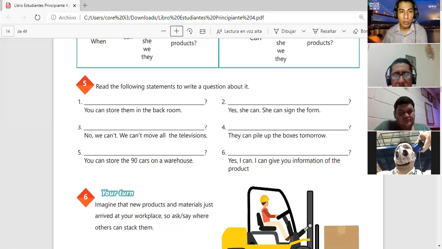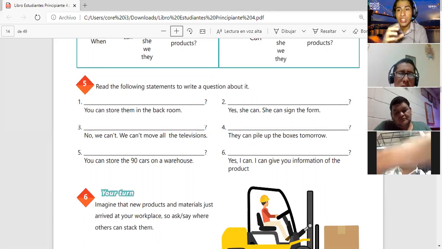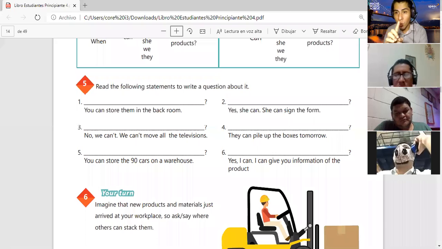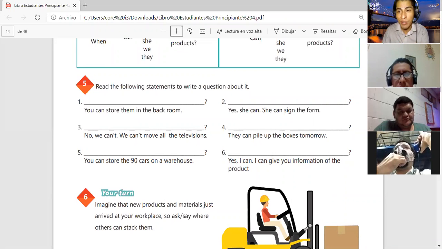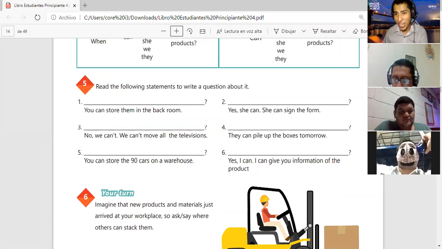Now, number two. Number two, the answer is closed. The answer is no. So that means that the question needs to be closed. No open with WH questions. Here you cannot say what, where, who, and the rest. Why not? Because you have no in the answer. So the answer says, no, we can't. We can't move all the televisions. So what is the question?